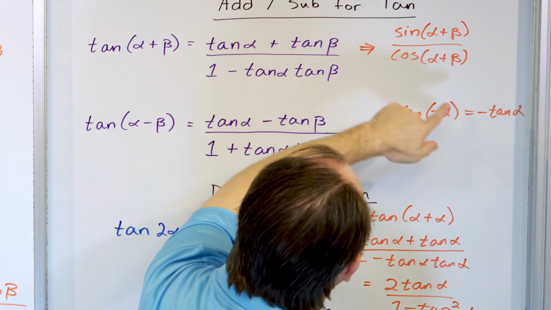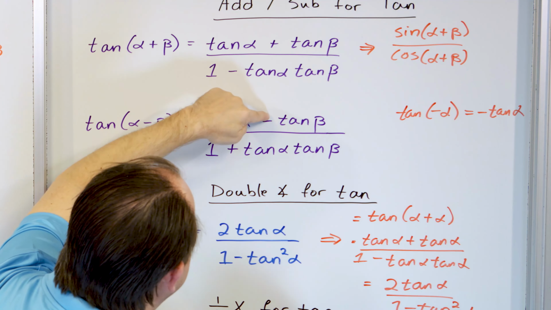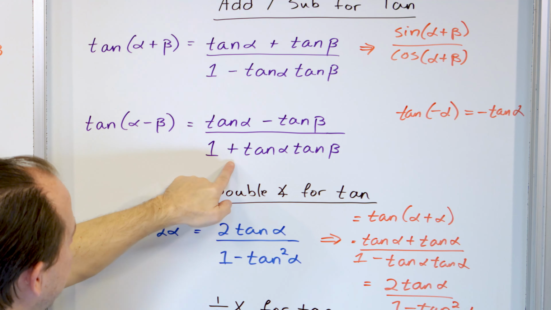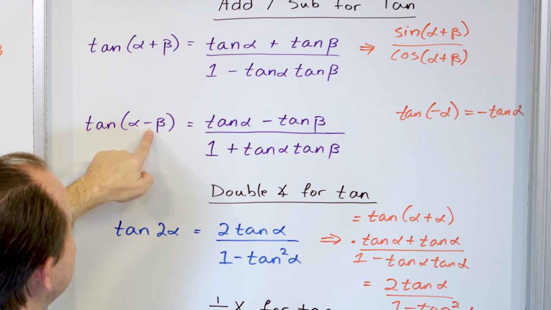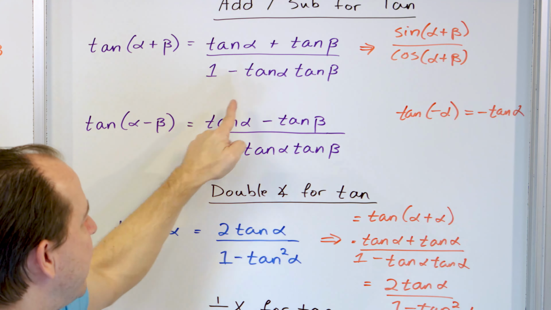But because tangent of negative beta is the same as almost like pulling that negative sign out, then you pull the negative sign out there. Negative beta means you would pull a negative sign out there, changing it to a positive. So the reason these two look so similar is because replacing beta with negative beta essentially just flips the sign here and here, and that's what we have right there.